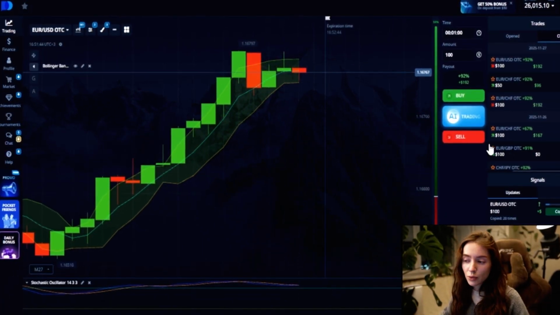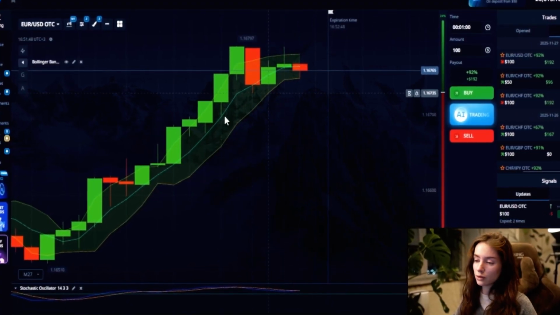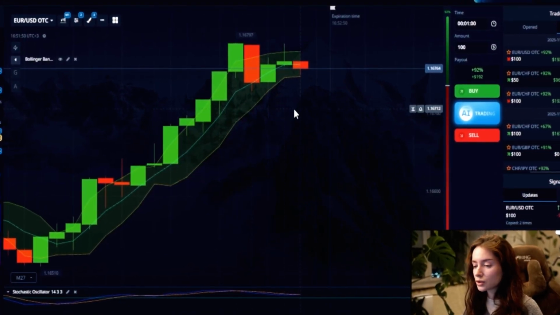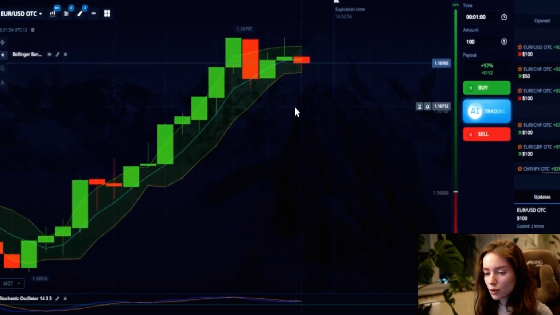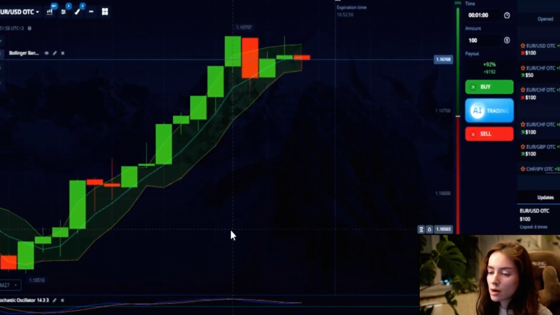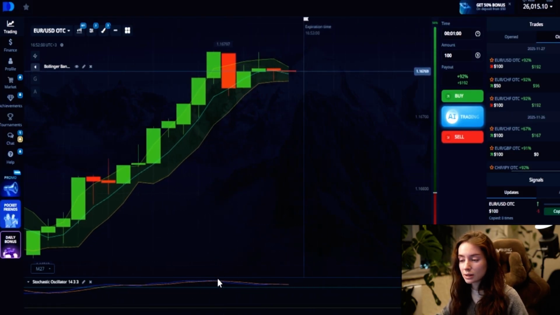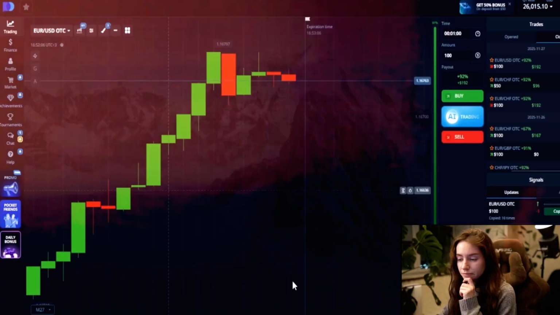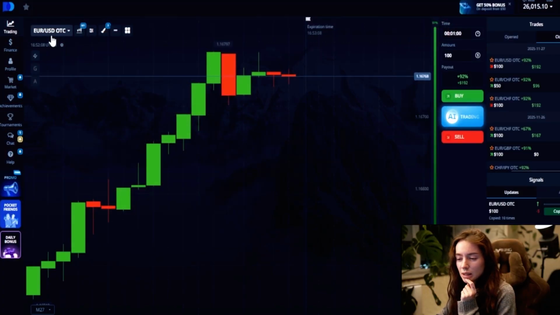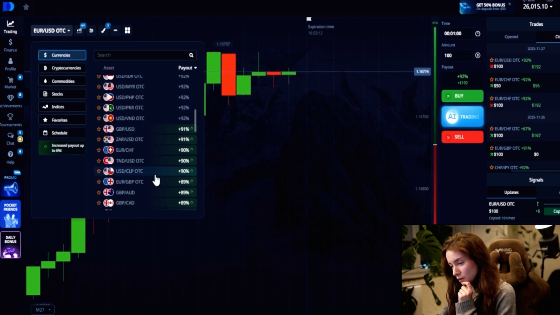All the signals pointed to a sell, despite the candle staying in profit for a long time. The indicator still showed that opening a sell here was more favorable and had a higher probability of success. And that's exactly what we did. As you can see, the second trade also closed in profit. Now I think we'll move on to the third trade. We close these indicators and choose a new currency pair.